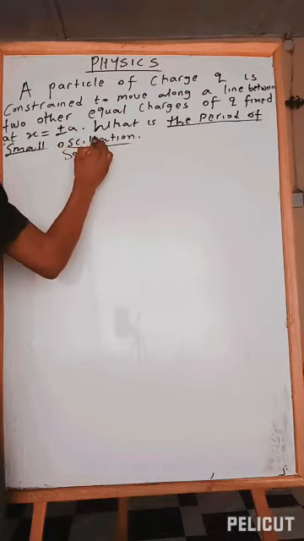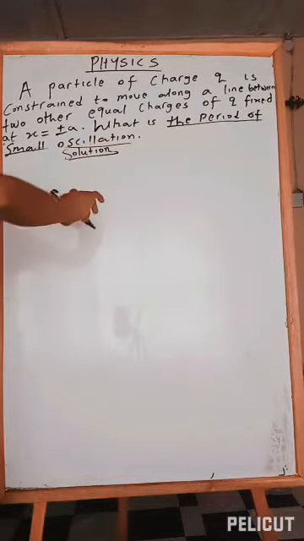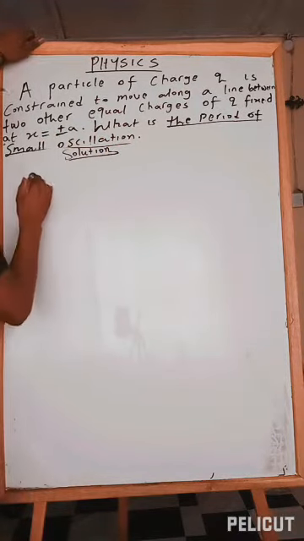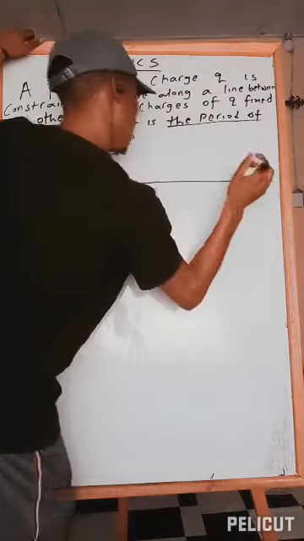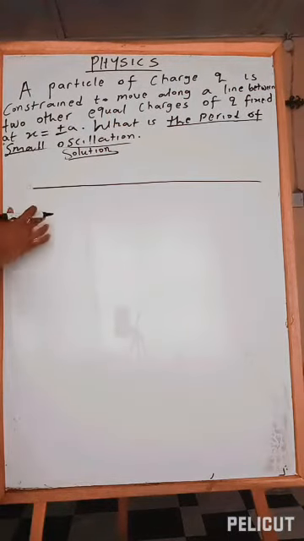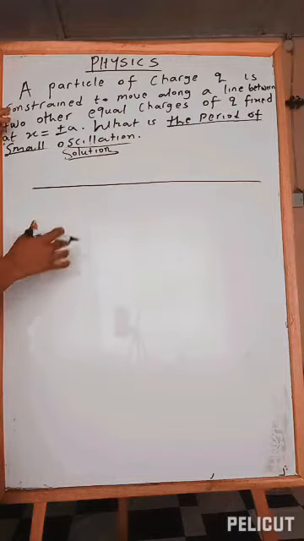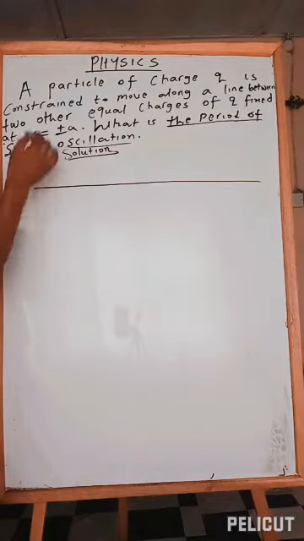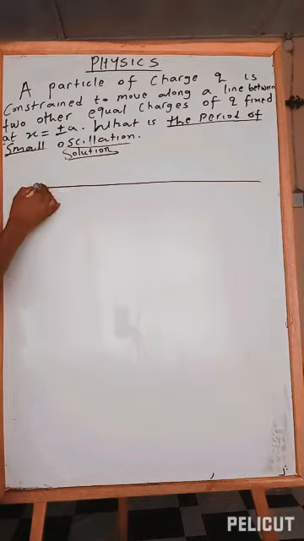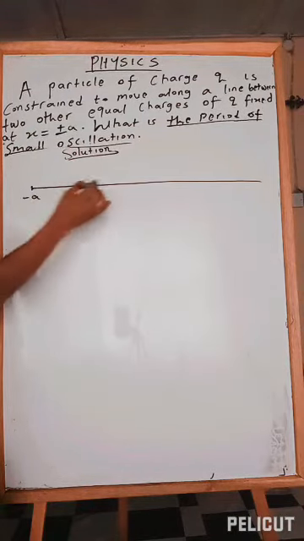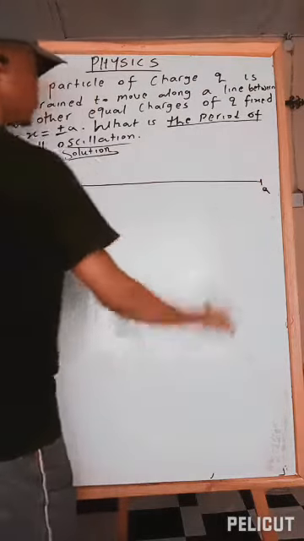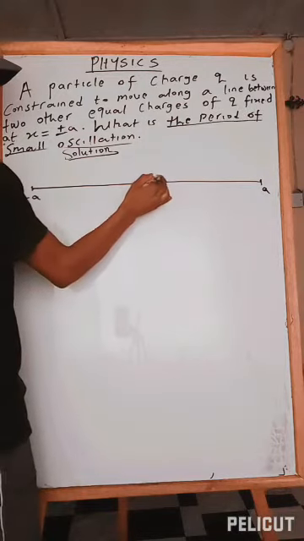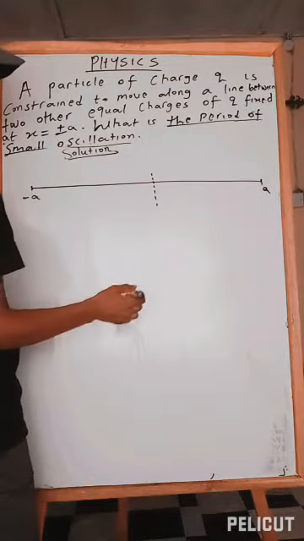So let's quickly look at the setup. Since we have the motion along the x-axis, let's have our horizontal line. You see this is our horizontal line. And they said a particle of charge Q is constrained to move along this line between two other equal charges fixed at these two points. So let's say we have the extreme point here to be minus a and the extreme point here to be a. So we have that this can be the origin. Let's say this is the origin of the motion.